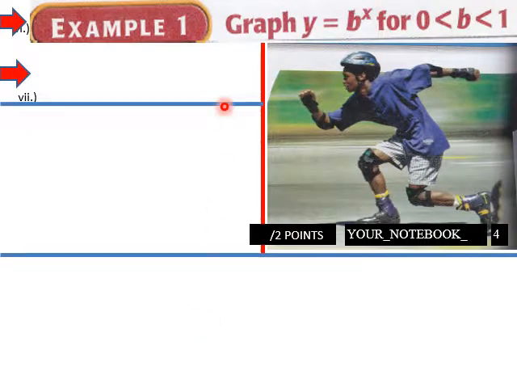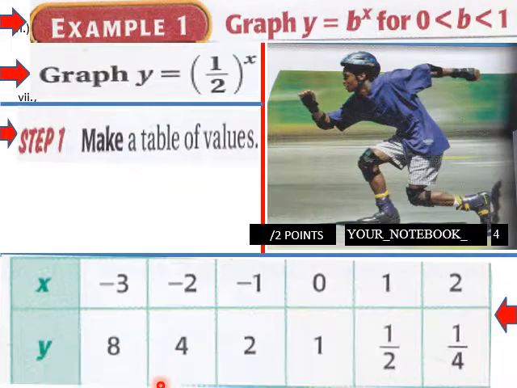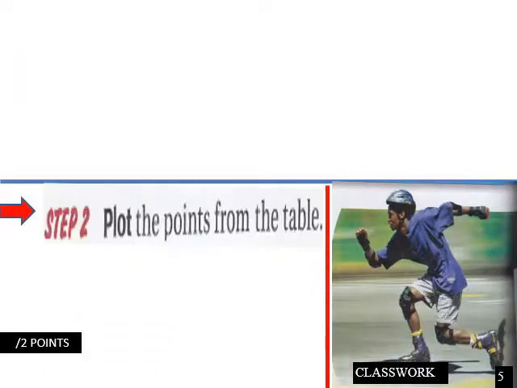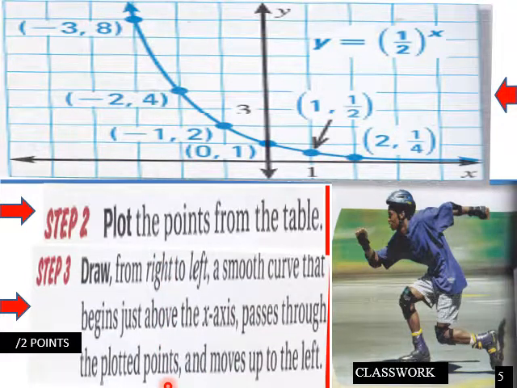Okay, example 1, graph y equals b to the x for these values here. So graph y equals 1/2 to the x power. Make a table of values. Here's a table of values for this function right here. Plot the points from the table. So from our previous table here, we plot our points and we follow this curve here.